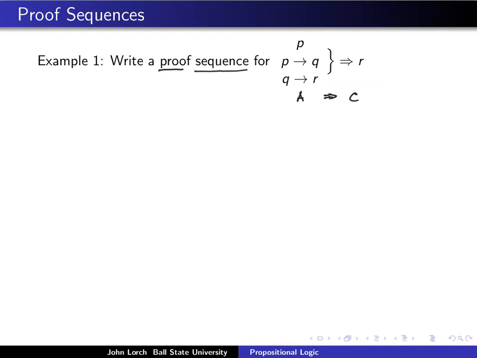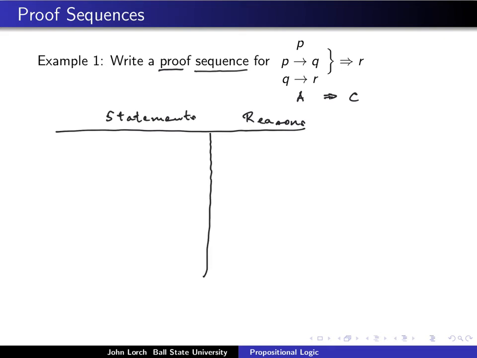So it's going to take the form of two columns. In one column, we'll have some statements, and in another column, we're going to have reasons. So we will number our rows. In row number 1, we're going to start off with the things that we are assuming to be true at the moment. So we're given that P is true, right?